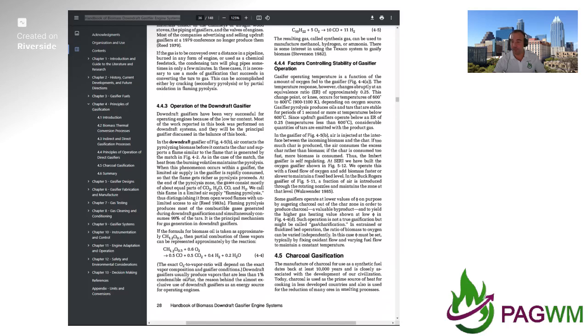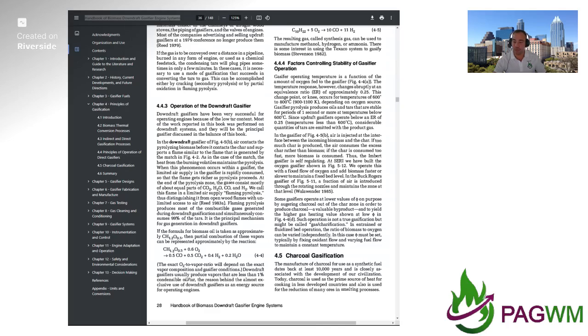Some gasifiers operate at lower values of equivalence ratio on purpose by augering charcoal out of the char zone in order to produce charcoal, a valuable byproduct, and to yield the higher gas heating value shown at low equivalence ratios. Such operation is not true gasification, but might be called gas charification. In entrained or fluidized bed operation, the ratio of biomass to oxygen can be varied independently. In this case, the equivalence ratio must be set, typically by fixing oxidant flow and varying fuel flow to maintain a constant temperature.